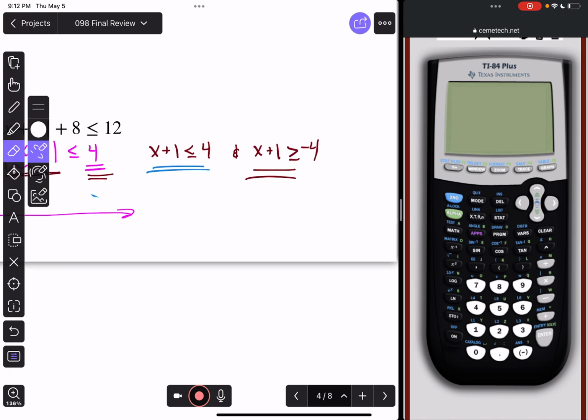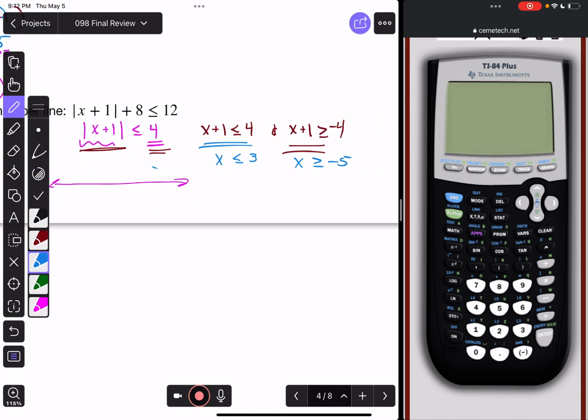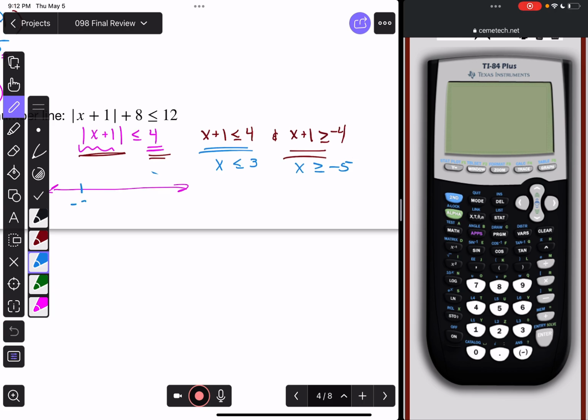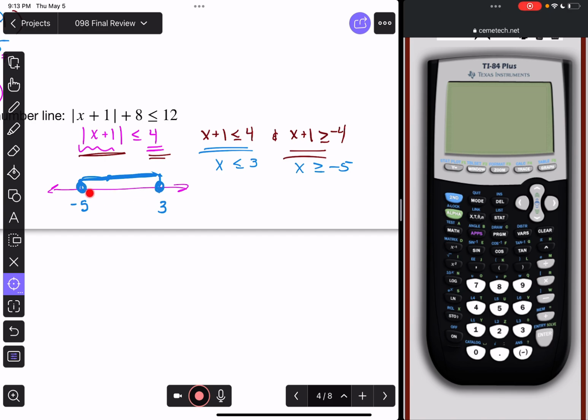Now we just solve those things to figure out what the x must be. I subtract 1, x is less than 3. I subtract 1, x is greater than negative 5. And therefore, here's negative 5. Here's 3. X is greater than negative 5 and less than 3. So whatever x is, it must be some number in this range. And you can try a number out. For example, 0's in here.